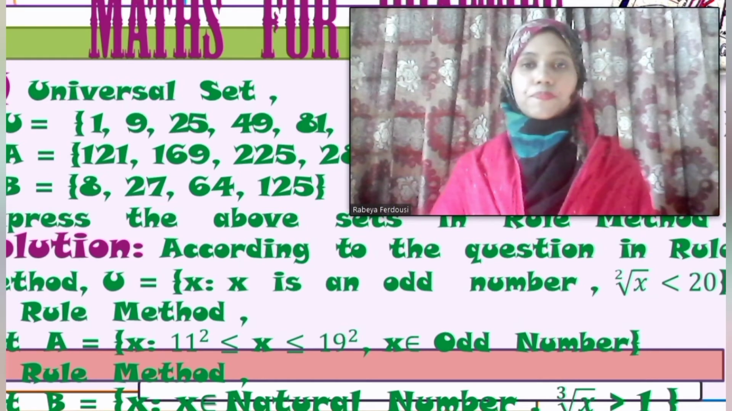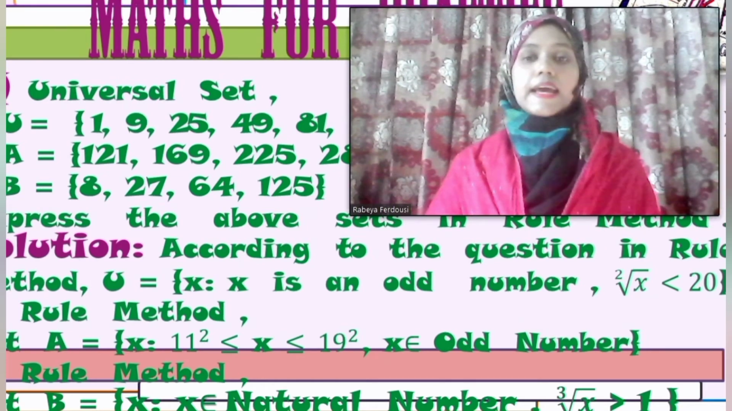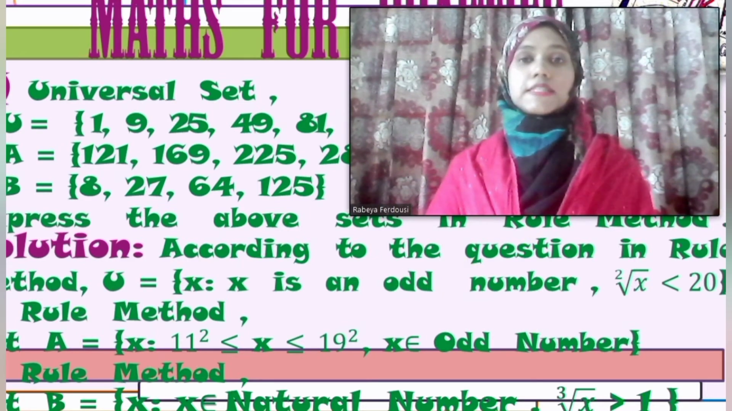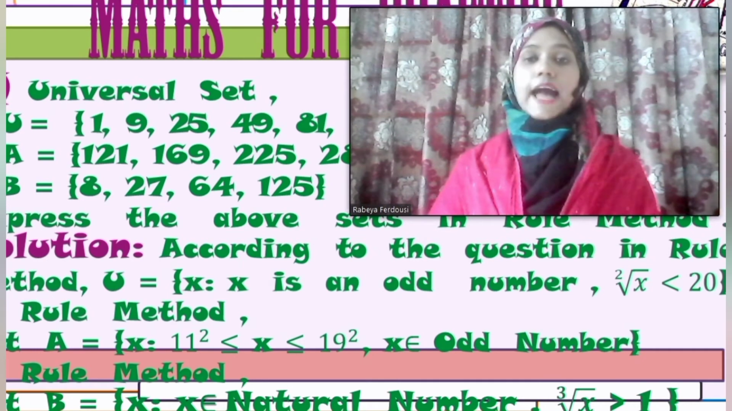Here you can see the universal set U with two other sets have been expressed in roster method in this question. According to the elements of these three sets, we have to determine the set-builder form of these three sets. We know the rule method is actually the set-builder method of any set.